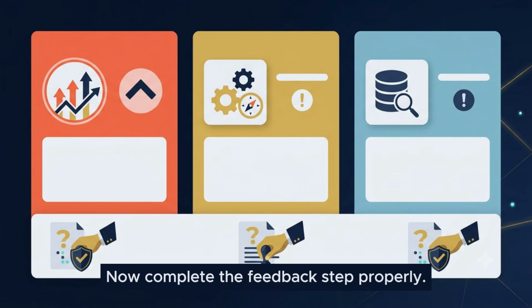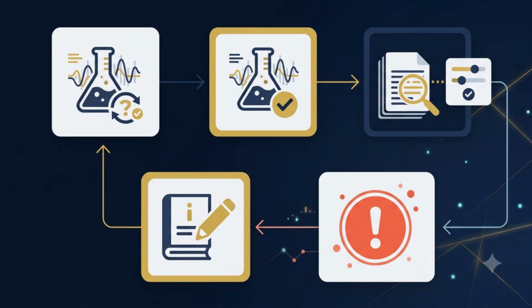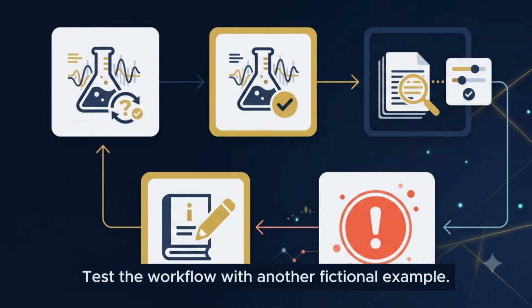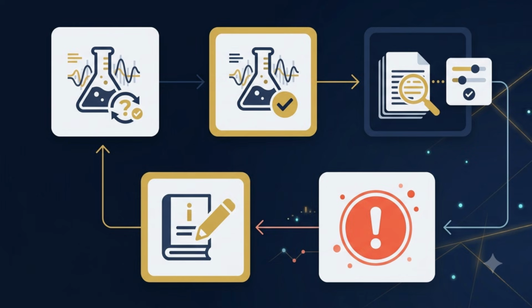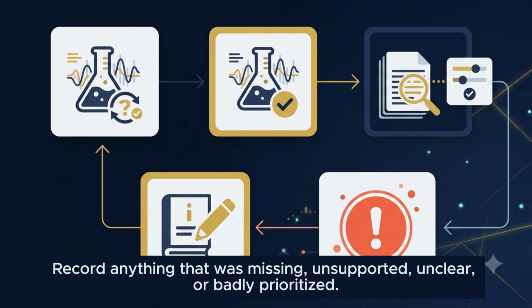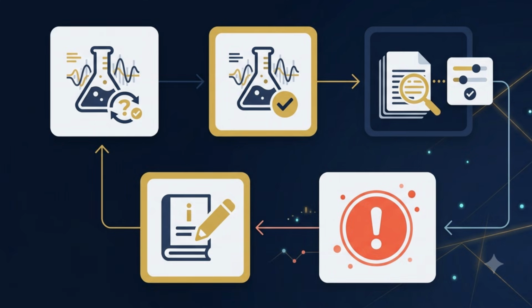Now complete the feedback step properly. Test the workflow with another fictional example. Compare the report with the source. Record anything that was missing, unsupported, unclear, or badly prioritized. Revise the instructions.